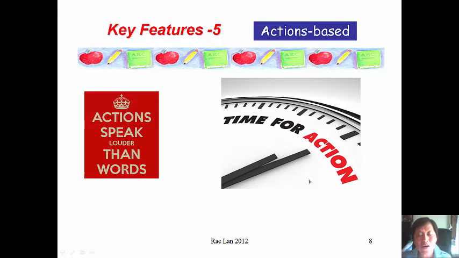All right. Now let's take a look at the number 5 feature of language learning strategies. We believe they are action based. Now, what does that mean? When we apply language learning strategies, we take specific actions. For example, in order to become a better listener in class, when we go to professors' lectures, we apply listening strategies. One of the most important listening strategies would be note taking, right? So you take notes, right?